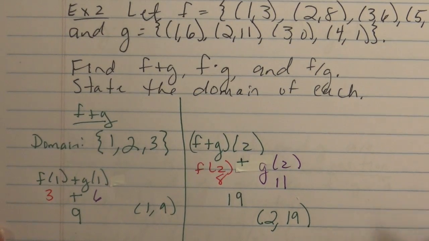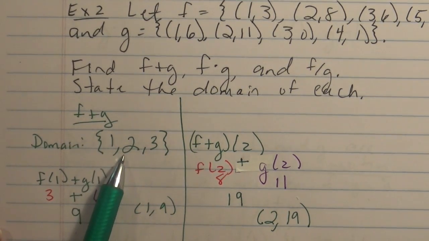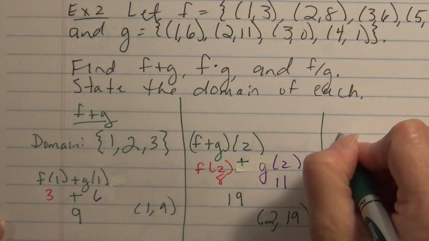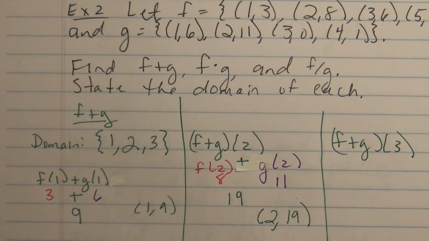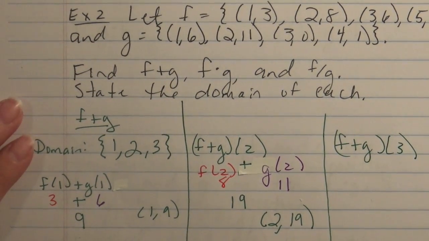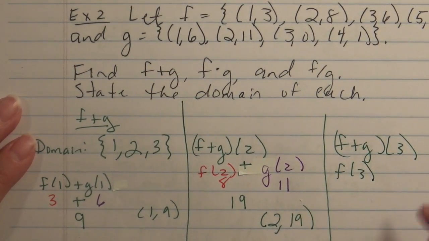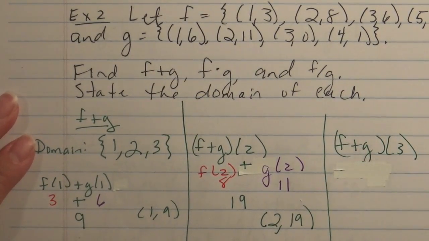Is there anything else in our domain that we need to calculate? Yes, we found the y value when x was 1, and we found it when x was 2. Now we need to do the same thing when x equals 3. So now we want to find f plus g of 3. We're going to do f of 3. What is f of 3? Go ahead and find f of 3, find g of 3, add them together.